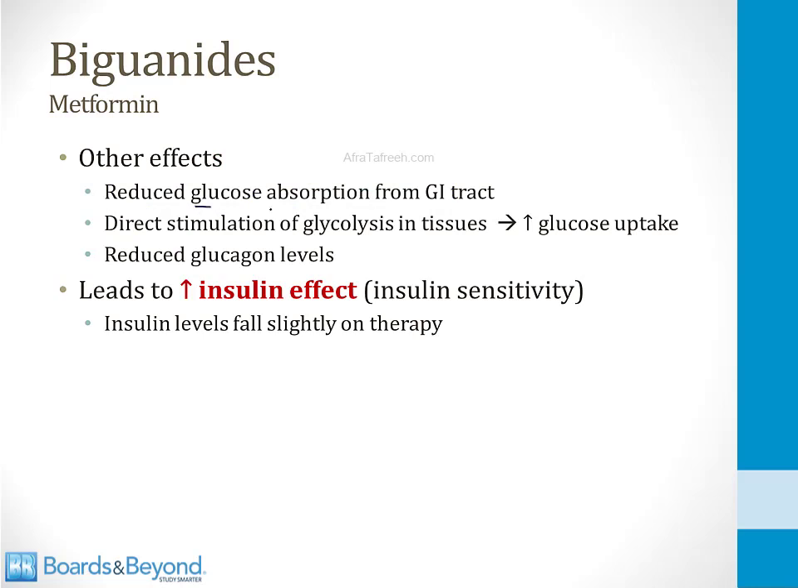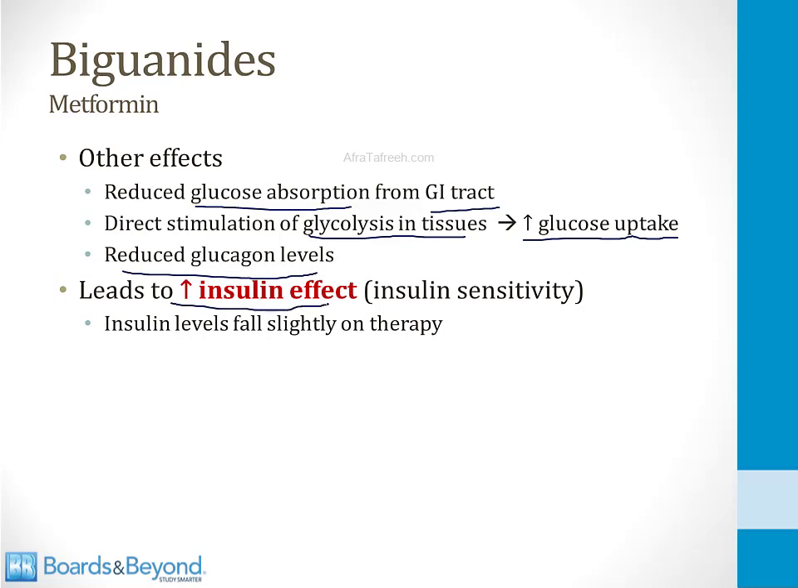It leads to reduced glucose absorption from the GI tract. It has a direct stimulatory effect on glycolysis in tissues. This leads to increased utilization of glucose and therefore lower plasma levels. And in addition, metformin leads to reduced glucagon levels, and as you may know, glucagon raises the level of serum glucose. All of these effects combine to lead to an increased insulin effect in diabetic patients who take metformin.